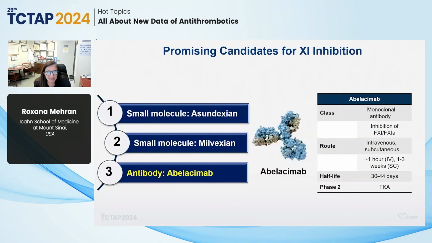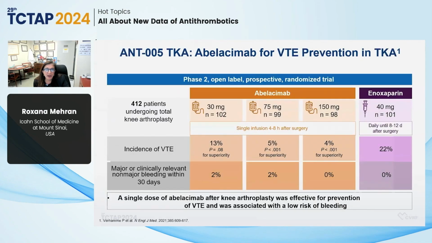And last but not least is the antibody abelacimab, a monoclonal antibody that inhibits factor X, factor XI, and factor XIa. It's given intravenously or subcutaneously, with a half-life of about 30 to 44 days intravenously, but 1 to 3 weeks if you use it subcutaneously. The total knee arthroplasty studies were done in phase 2, and they showed fantastic results: a single dose after knee arthroplasty was effective in preventing VTE with very low risk of bleeding, almost none.